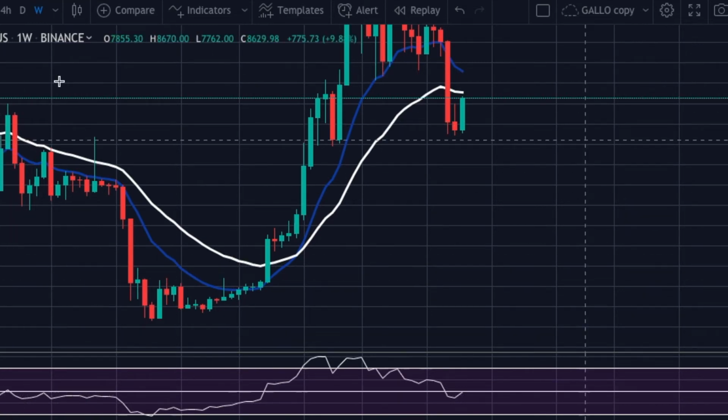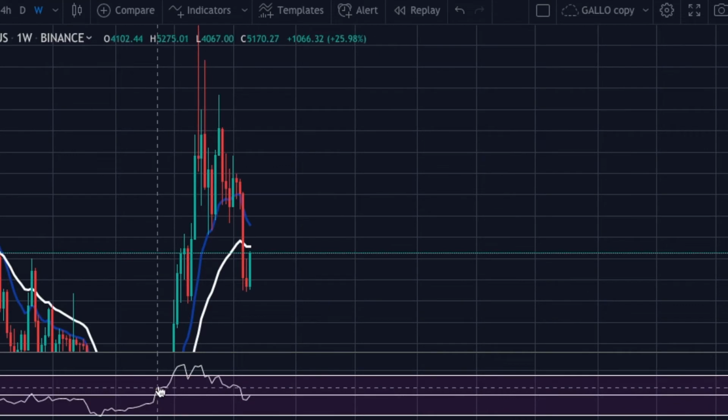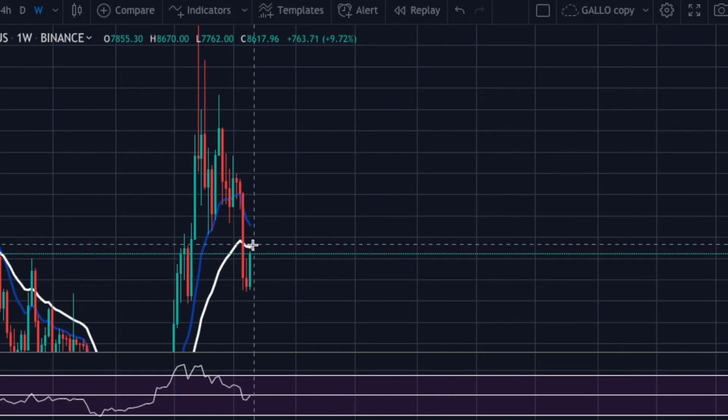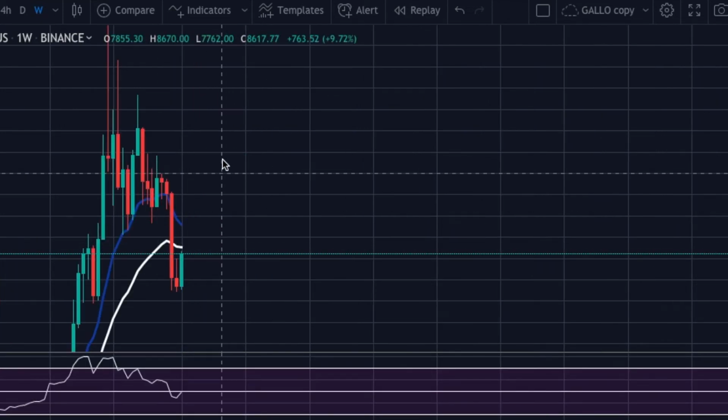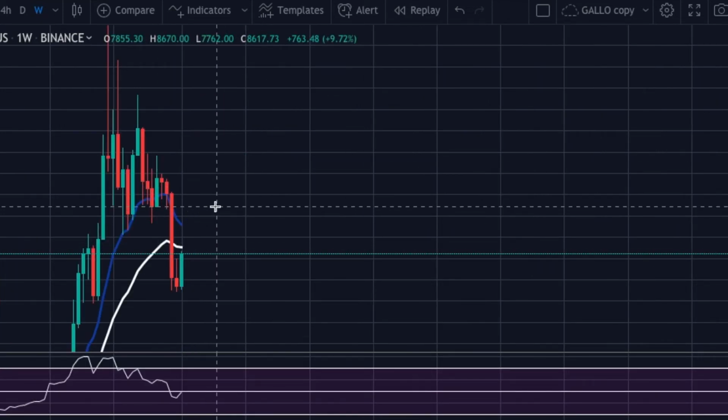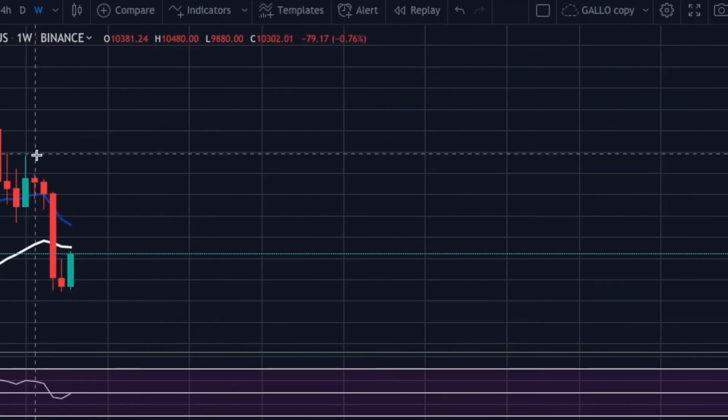I just wanted to tell you that if the price on the weekly goes above the 50 RSI, it's a good thing. So we want to get above this line here on the weekly. We won't get above 9,000 and climb up to reach this level, but in order to go up, we've got to break this level.